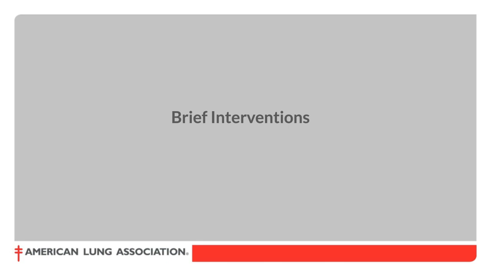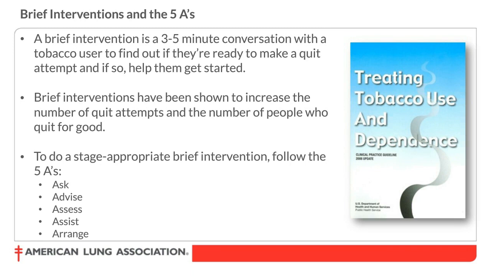We've discussed motivational interviewing extensively. Now we're going to transition and discuss brief interventions. Brief interventions and the 5 A's. A brief intervention is a 3 to 5 minute conversation with a tobacco user to find out if they are ready to make a quit attempt. And if so, help them get started. Brief interventions have been shown to increase the number of quit attempts and the number of people who quit for good. To do a stage-appropriate brief intervention, follow the 5 A's. Ask, advise, assess, assist, and arrange.